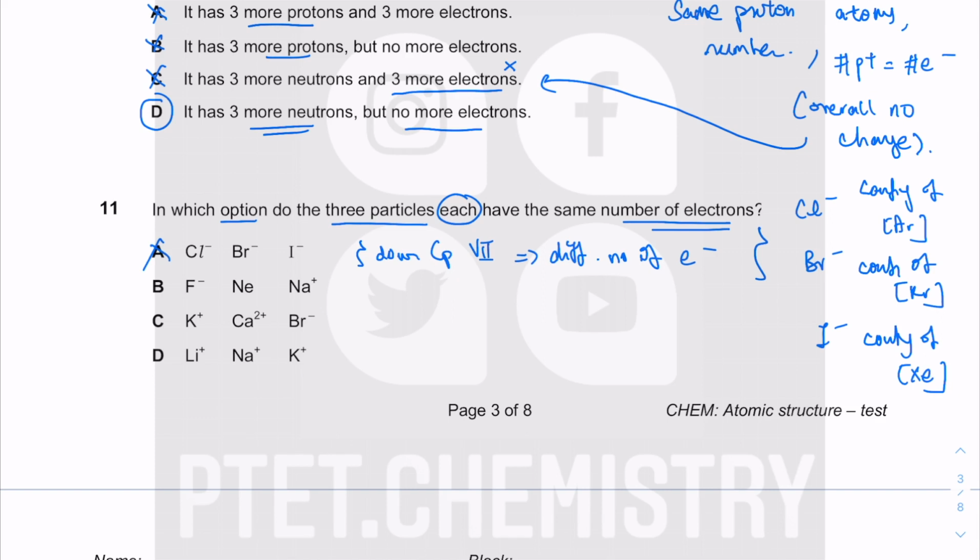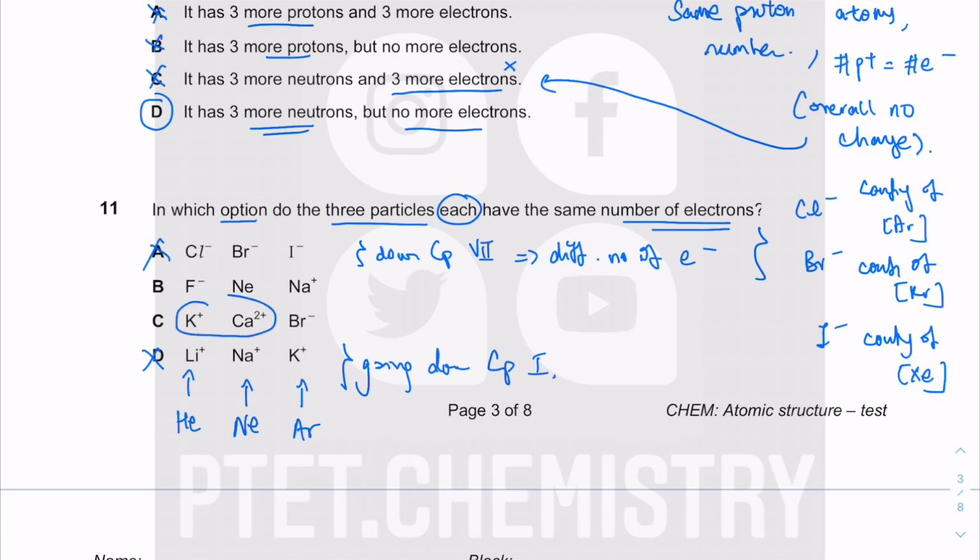All right, I can tell you the same thing again for this one. This one is going down the group again, going down group 1. So lithium will have the configuration of helium, Na plus will have configuration of neon, and this will have the configuration of argon. And clearly they do not have the same electronic configuration, yeah? Okay. What else can I say?